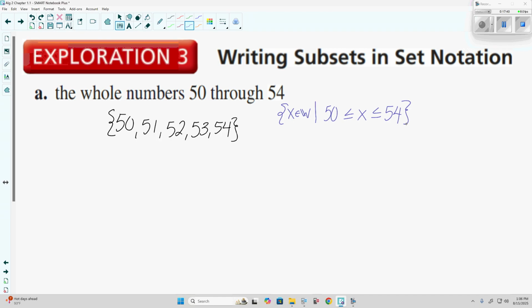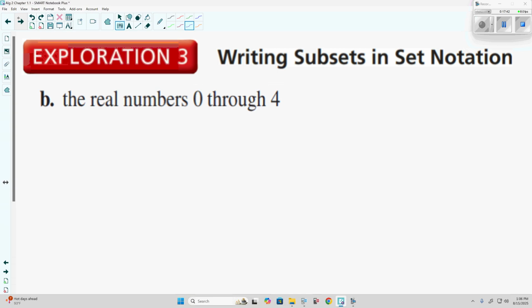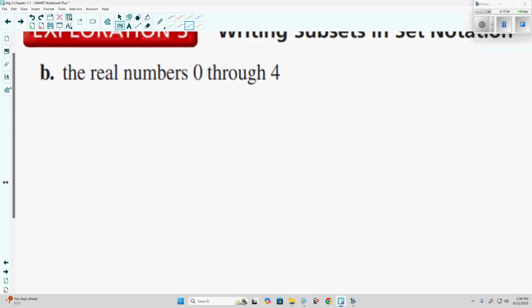Are you ready for the next one? The set of real numbers 0 through 4. So what's the first real number from 0 to 4? 0, yes? Then the next one would be... we do have 0, 1 and 2 would be in there, but do we have a lot of numbers between 0 and 1? Yeah, we have all the fraction answers, we have our rational, irrational.